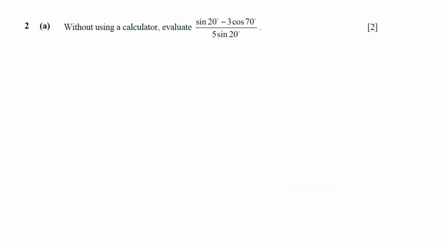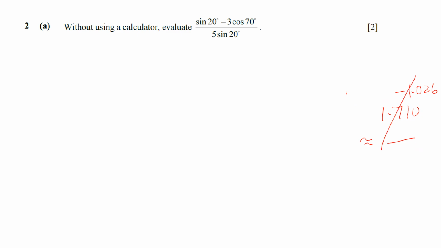Right, let's look at question 2a. So in 2a, we're asked to evaluate the expression given without using a calculator. What it means is that you're not supposed to use the calculator to key in sine 20 to get 0.3420, and then key in 3 times cosine 70 to get 1.026 over 5 times sine 20 to get 1.710, and then you get the answer. No, you're not supposed to do that. This is what it means by without using a calculator.